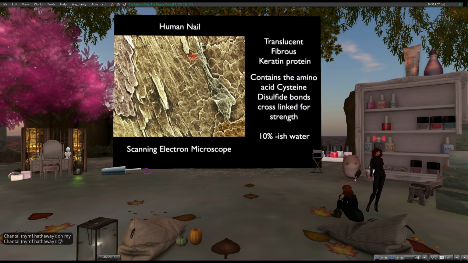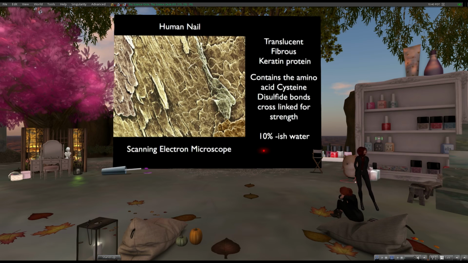In fact, here's a real close-up of the nail. You can see these like flakes on here, the scales. So it's a translucent, fibrous keratin protein. It contains a lot of the amino acid cysteine, which has disulfide bonds, which cross-link for strength.